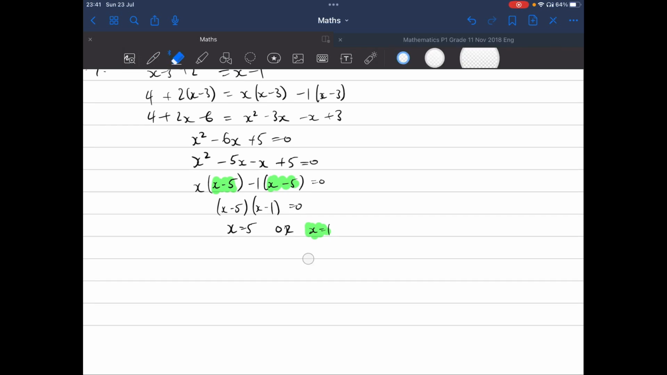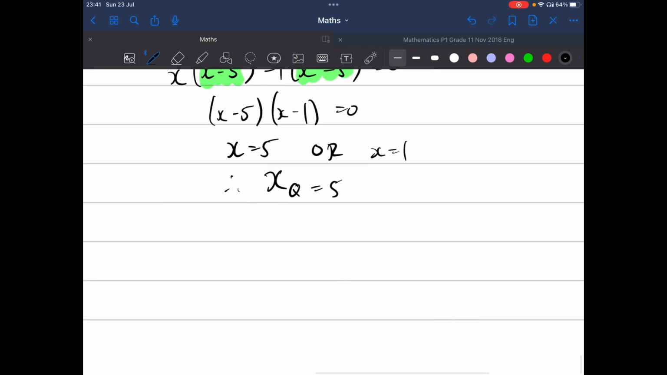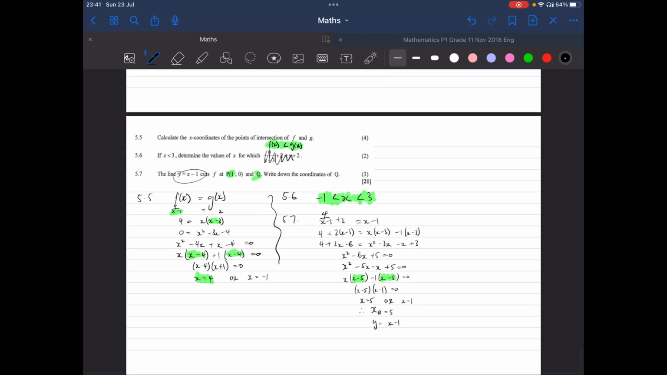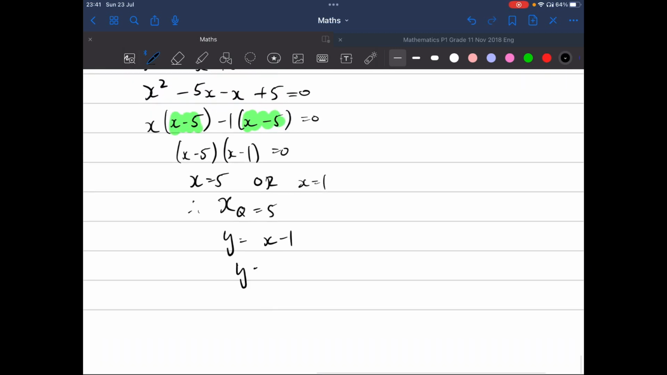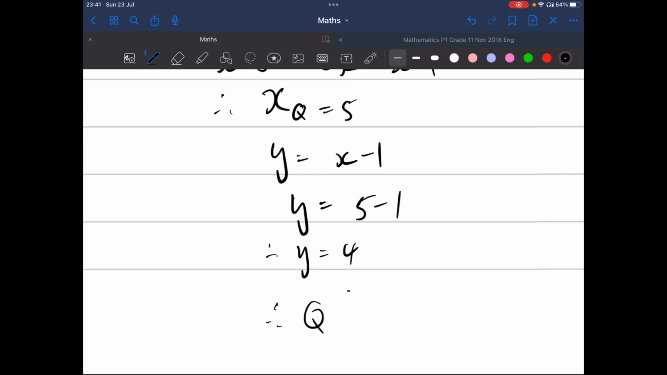Okay, so let's just take this out. And then we can say, therefore, x of Q is 5. Okay, and then we can just use that equation that they gave us, y equals x minus 1, to find the y value. So y equals 5 minus 1, so that means that y equals 4. Okay, let's write it down. 5 minus 1, and therefore y equals 4. So that means that the point Q is at (5, 4).